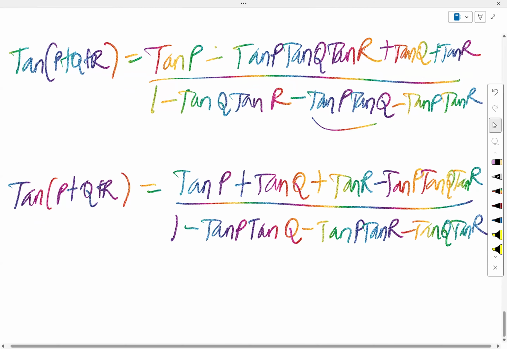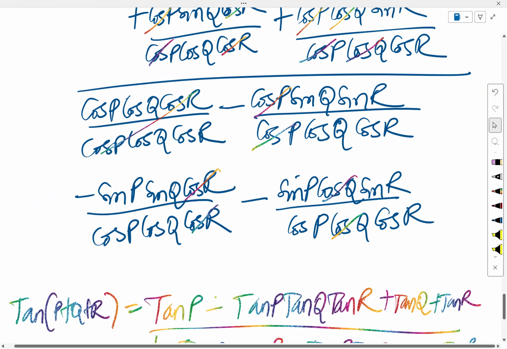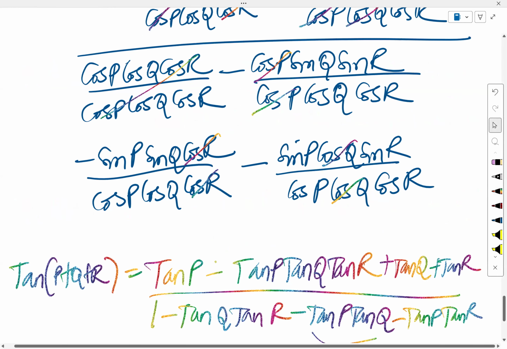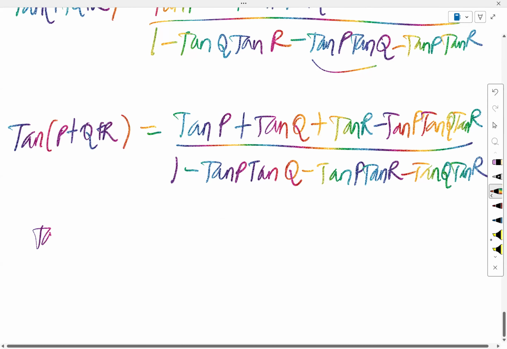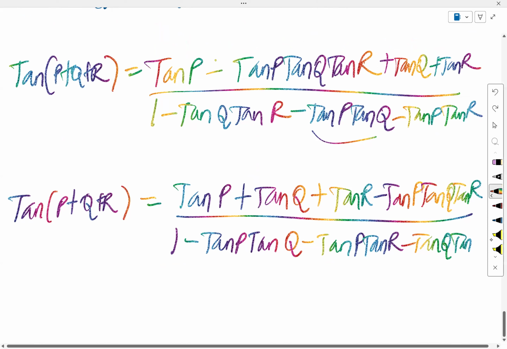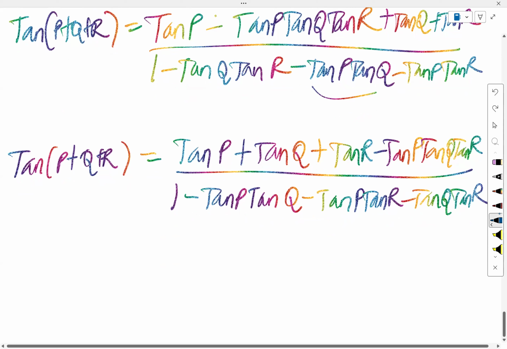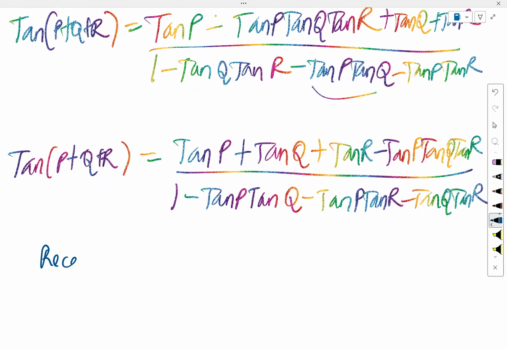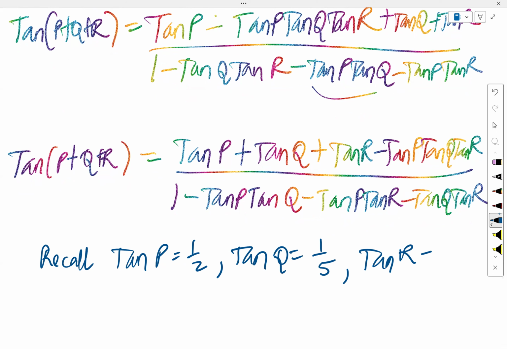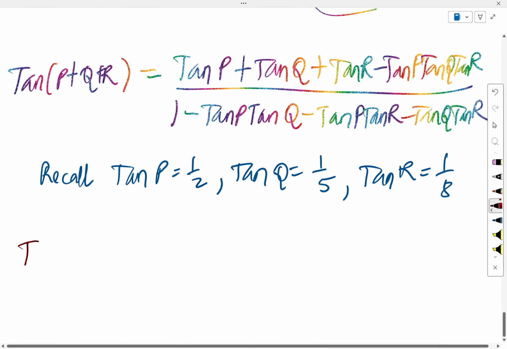So with this, don't forget where we started from. We're told from the beginning that, as an aside, if you like, recall that tan P is 1 over 2, tan Q is 1 over 5, tan R is 1 over 8. So the final showdown, if you like, is this: that's tan P plus Q plus R.